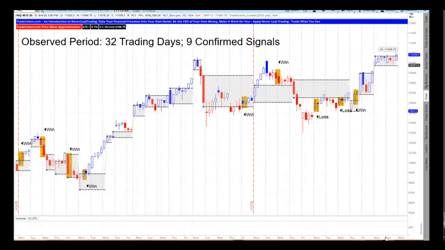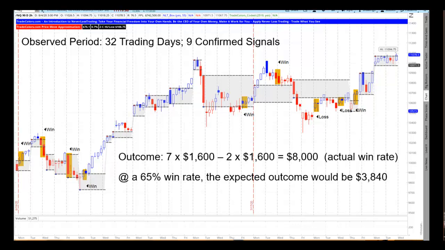We're going to click and see the results of those 9 opportunities, where 7 were winners, 2 were losers. So in a time period of 32 trading days, we would have produced an outcome of $8,000. That's the actual win rate. Had we assumed a 65% win rate, the expectation was 3,840. So you see a fluctuation, can be to the upside, can be to the downside. On average, we strive for at or above 65% accuracy in our trading.